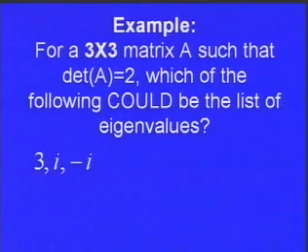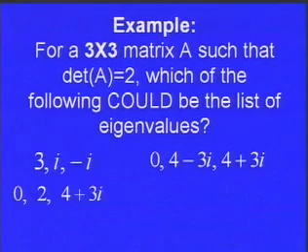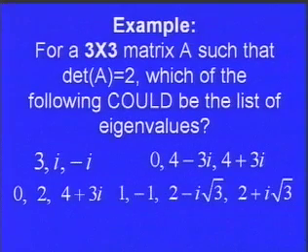All right, let's see what they give me. 3i and negative i; 0, 4 minus 3i and 4 plus 3i; 0, 2 and 4 plus 3i. And then they give me 1, negative 1, 2 minus i root 3, and 2 plus i root 3. Okay, just look at that last one. Do you see anything wrong with that? Looks to me like there are 4 numbers listed. And we had a 3 by 3 matrix, so I can't have 4 eigenvalues. So immediately I can rule that one out.